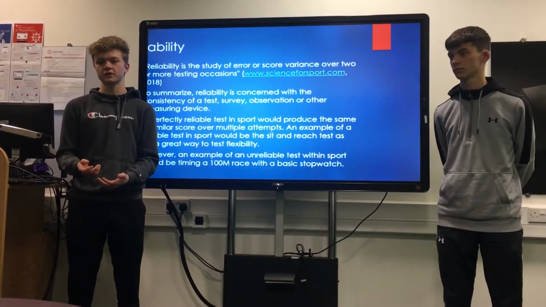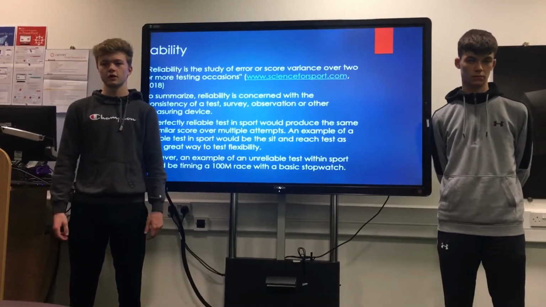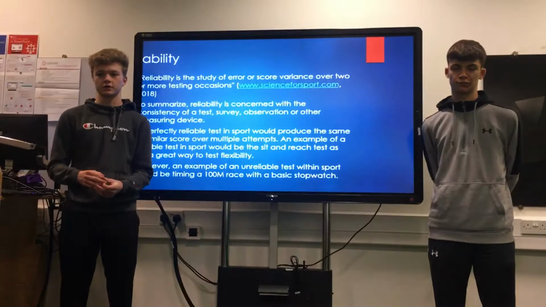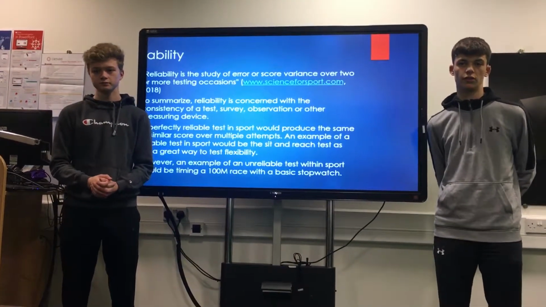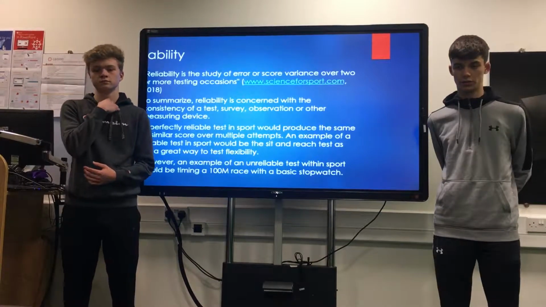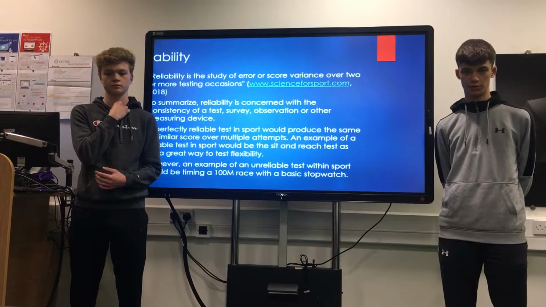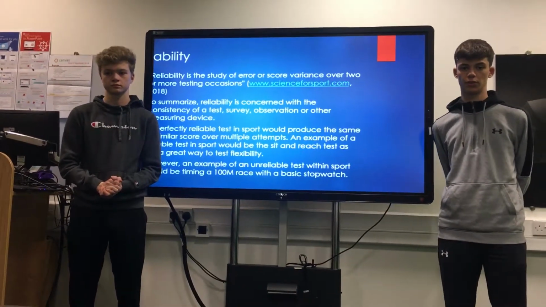So the sit and reach test to test flexibility is a good test because it tests the flexibility in the person's lower legs and upper legs and back. So it's a good test for flexibility because it tests the range of movement in these areas. On the other hand, an unreliable test in sport would be testing the 100-metre sprint with a basic stopwatch, as there's very much room for human error, such as stopping a stopwatch too early or too late.